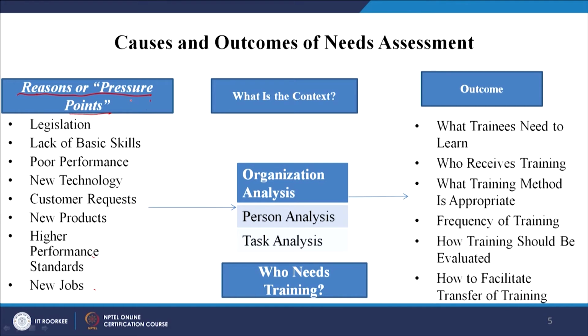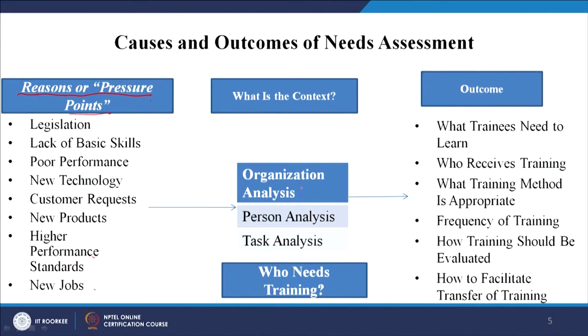There can be one of them, all of them, or some of them as the pressure points to provide training, and from these points we can understand where the need for a training program is. Now, what is the context? The context is organizational analysis, person analysis, and task analysis. I will discuss this in a further slide also. Whenever we talk about organizational analysis, what parameters are there; person or individual analysis; and what task he is performing. Maybe the organizational analysis and person analysis are satisfied, but the task analysis requires a training program.